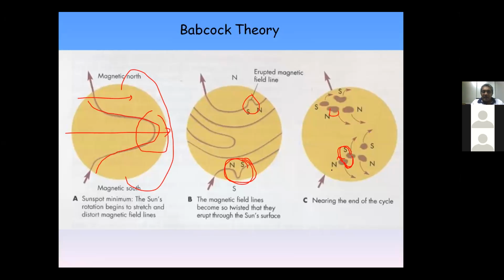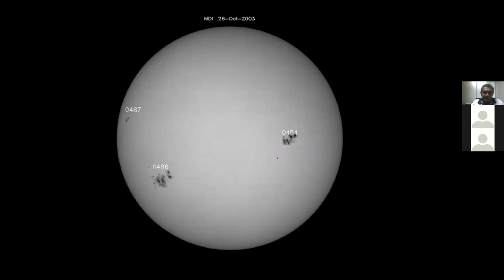So all these features, like the filaments, the prominences, even the solar flares, are produced by this effect. You can imagine how important this differential rotation is in producing all these solar activities. This is a different view of the sun. You can see the sunspots and how they appear here.